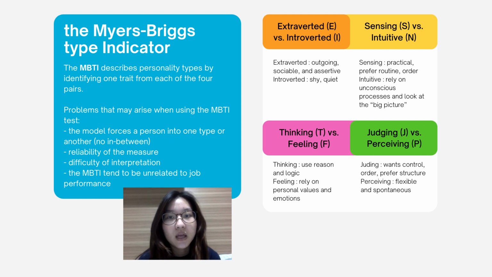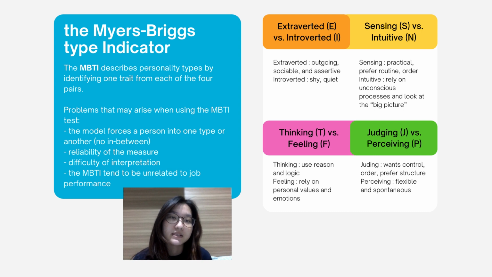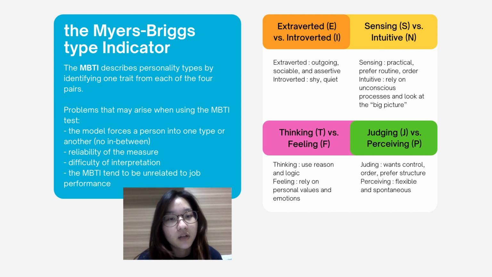The 4 pairs include extroverted versus introverted, where extroverted people are usually more outgoing, sociable, and assertive, and introverted people are usually more shy and quiet. Then there is sensing and intuitive, where sensing people are usually more practical and prefer routine, whereas intuitive people usually look more at the big picture rather than sticking to a routine or an order. And then there is thinking versus feeling, where thinking people use reason and logic, and feeling people rely on personal values and emotions.